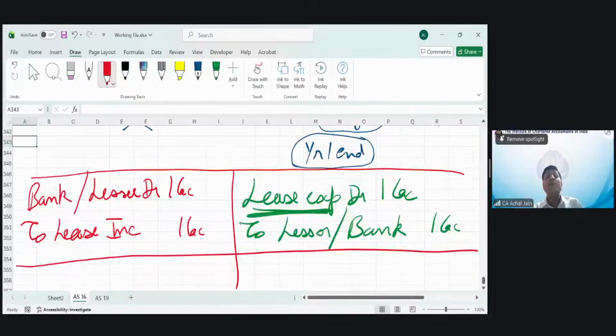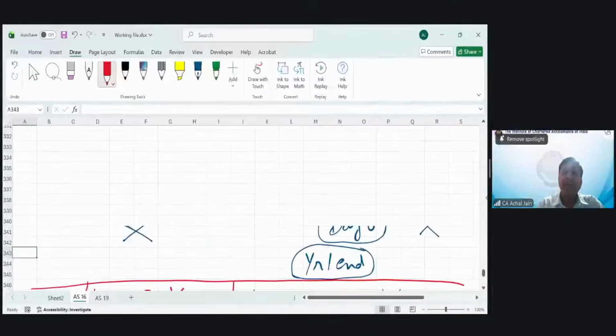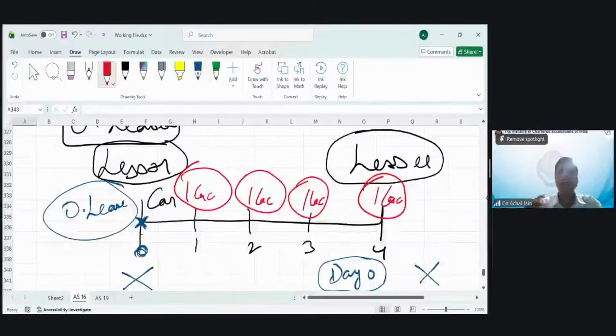The same set of accounting entries will be passed by lessor and lessee at the end of each year. Year 1 end, they will pass this. Year 2 end, again same thing. Year 3 end, again same thing. Year 4 end, again same thing. So a very simple accounting treatment is there when it comes to operating leases, both in the books of lessor as well as lessee. So now what we can do is, we can pick up one example to discuss this. But before that, if you have any questions, any doubts around this, please let me know.